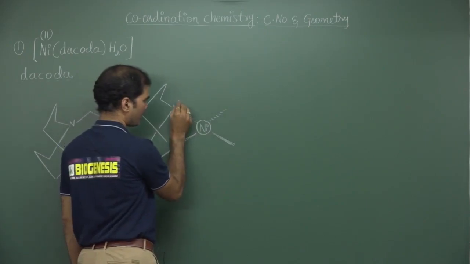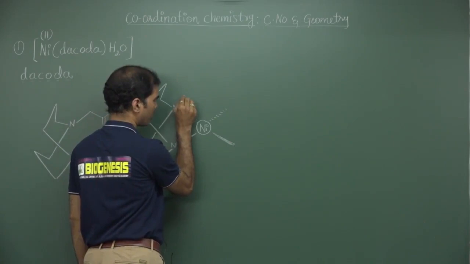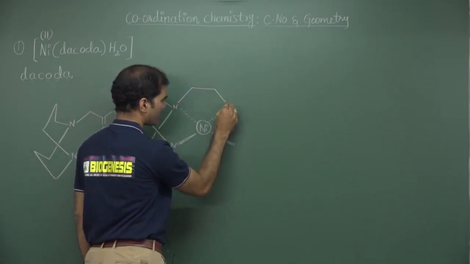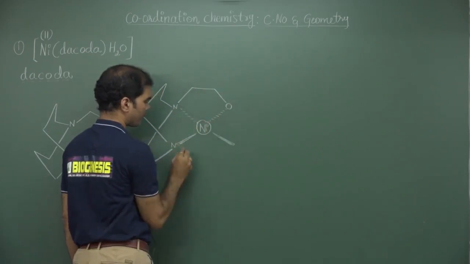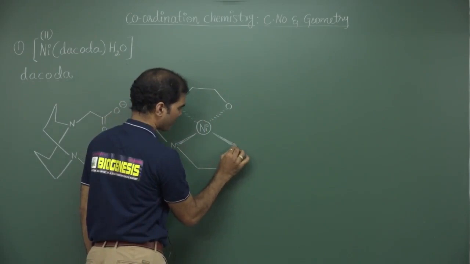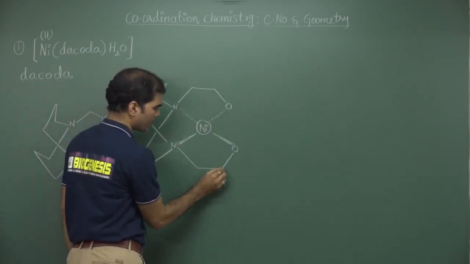The easiest way to draw is CH2COO. It means it will form a 5-membered ring. So I am just trying to put a 5-membered ring. It is a chelate ring. 1, 2, 3, 4, 5. Here also I will put the same. Oxygen and nitrogen being the donor.